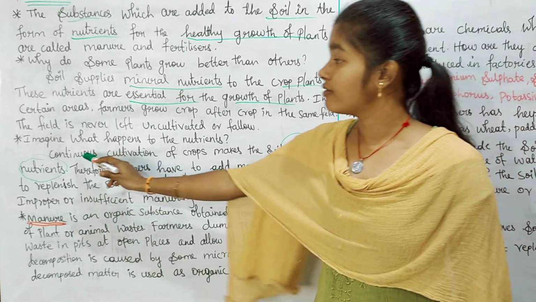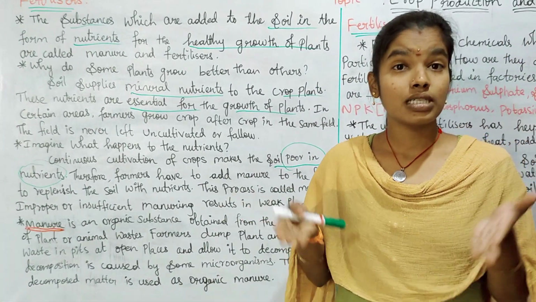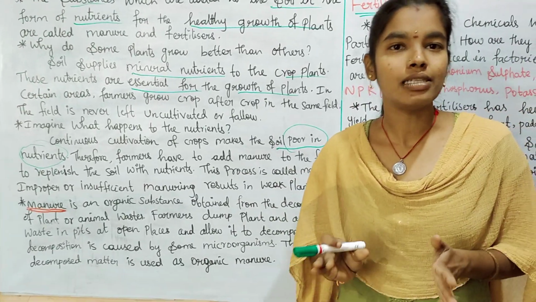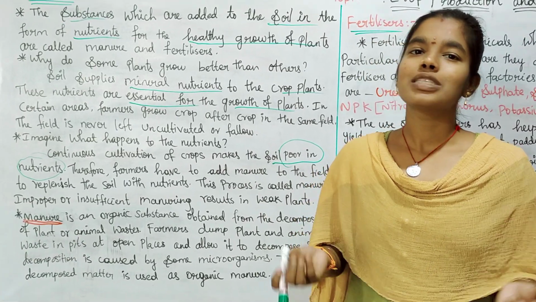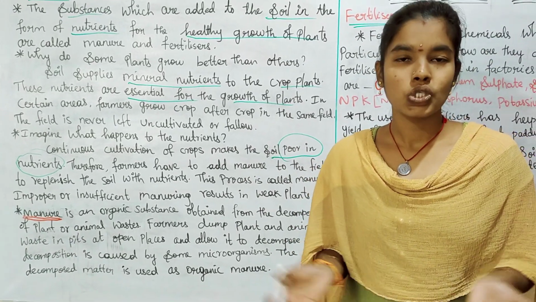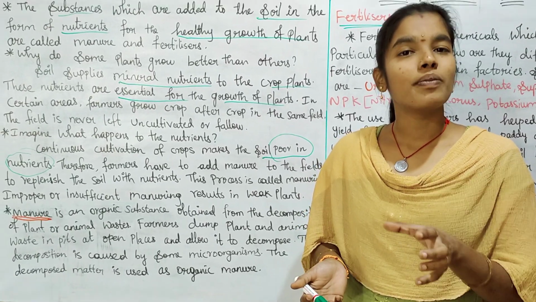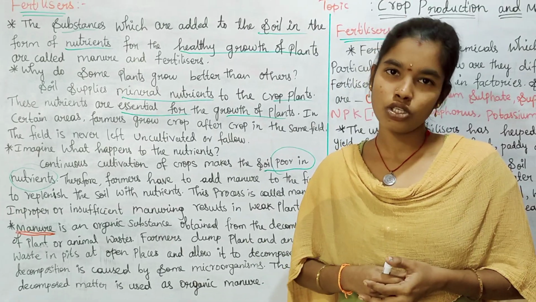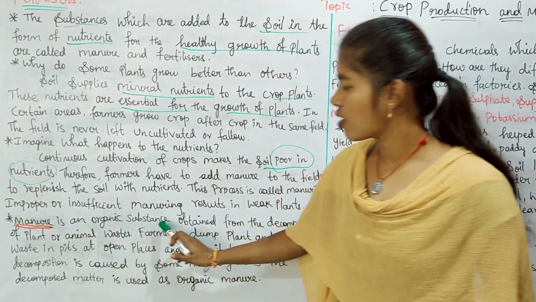The second question we discussed: what happens to the nutrients? Continuous cultivation will cause the soil to become very poor in nutrients. If the nutrients are very low, the plant will not grow healthy. For that purpose, farmers have to add some manure to replenish the nutrients in the soil.